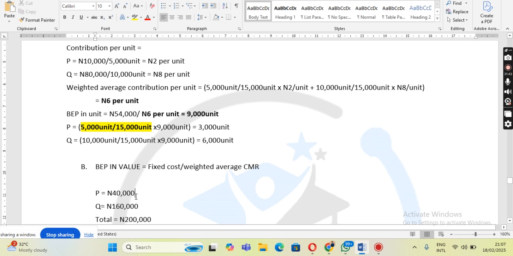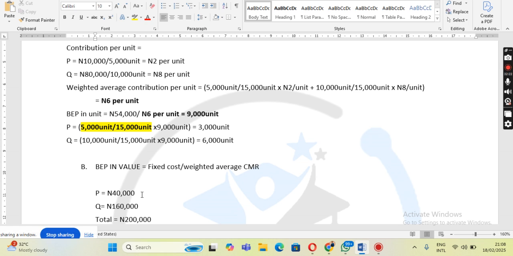Mix means that, since the question is saying BEP in value, you use value here. So what will be the mix? You make sales of 40,000 naira for P, and the total sales is 200,000. What will be the percentage of P in the total sales? It is 40 divided by 200. We give you the mix, the percentage that P contributes to the total sales of 200. That is what it is, class.